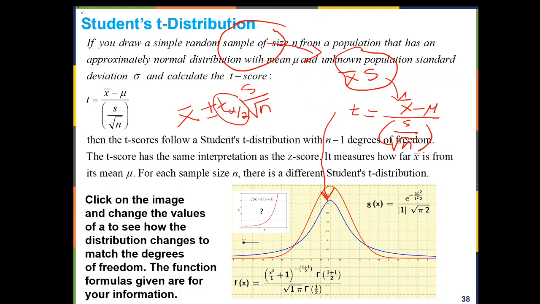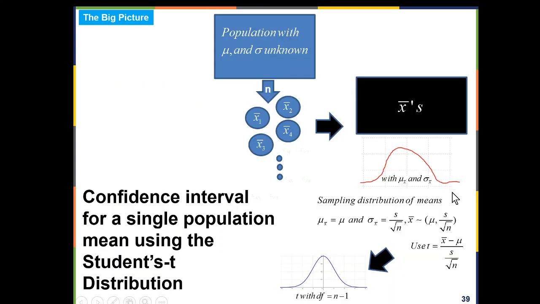Now the question is, how do we get t? How do we know what t is? Because z, remember, we can get with inverse normal. How do we get t? Well, we get it with inverse t. That's how we get it. So let's talk about that.